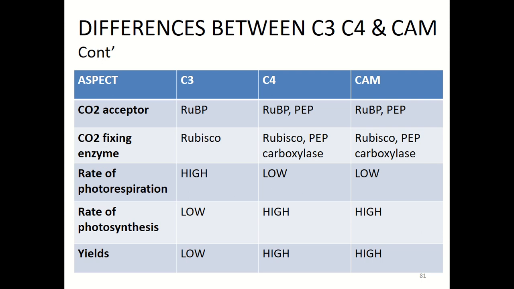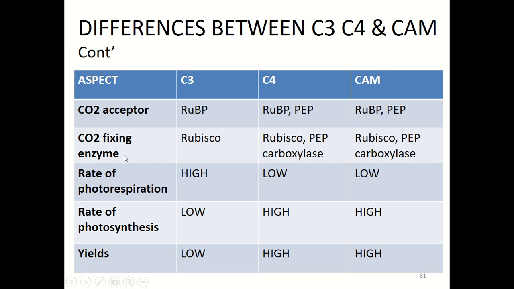And then, continue. The first carbon acceptor in C3 plants is ribulose bisphosphate. Meanwhile, in C4 and CAM plants, they are ribulose bisphosphate and also phosphoenolpyruvate.